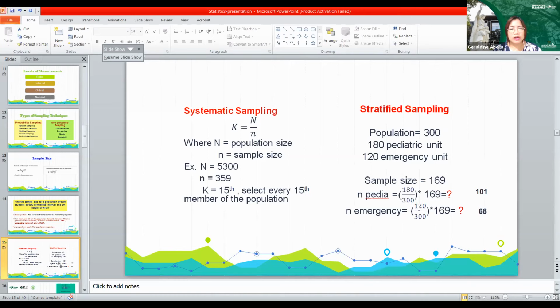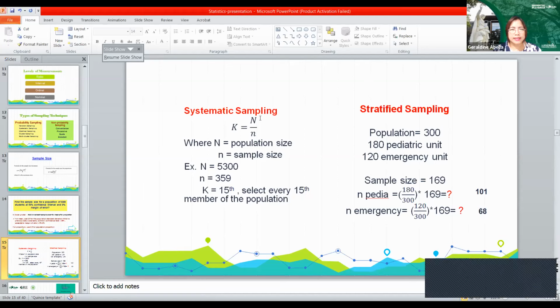For the number of nurses that will be selected using random sampling, when you use stratified sampling, you randomly select from every stratum, or every group, in the population. From the emergency unit, the number of nurses that you are going to select is 68. That's equal to 120 divided by the total population size, which is 300, times 169.